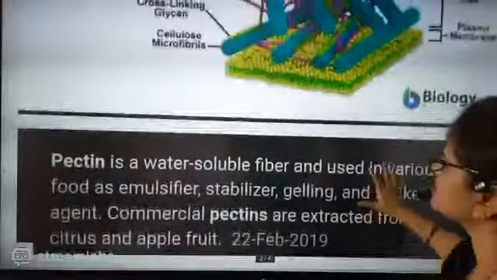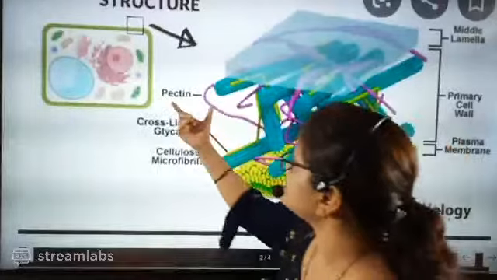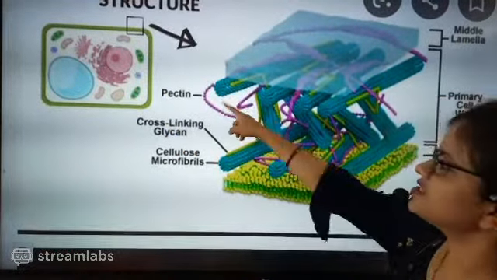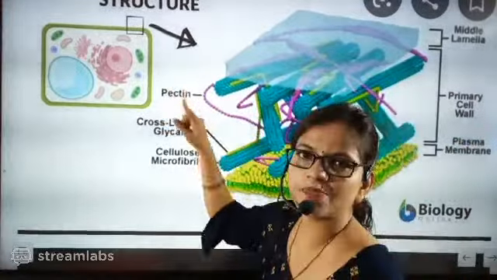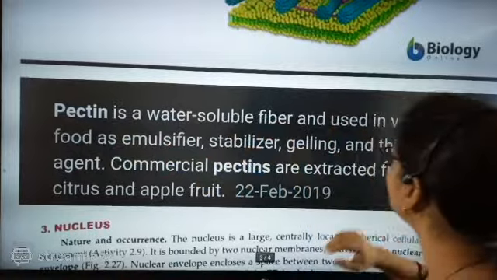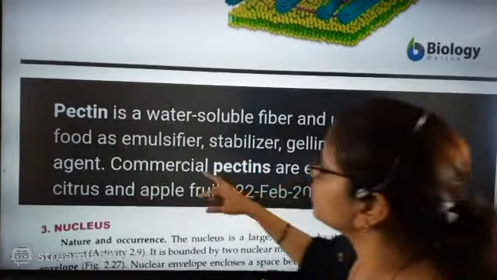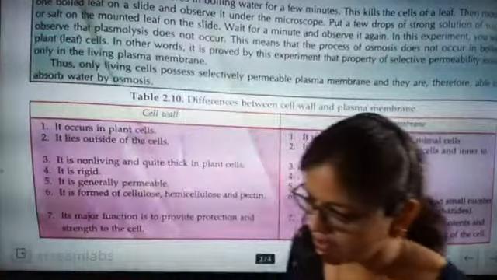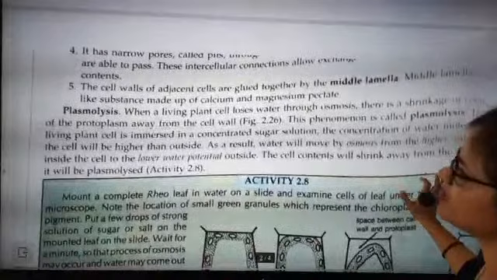Now, beta, it is exactly pectins. You might be seeing pectins here. You see the connecting fibers, beta. These connecting fibers are called pectins. What is pectin? Pectin is a water soluble fiber and is used in various foods as an emulsifier. So it is a water soluble fiber, and it connects the cellulose. Everyone type what you have learned till now, type it fast.